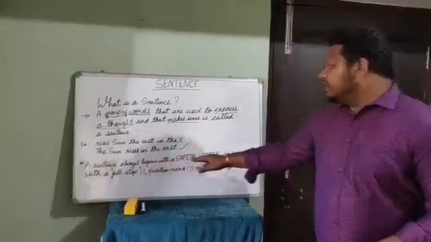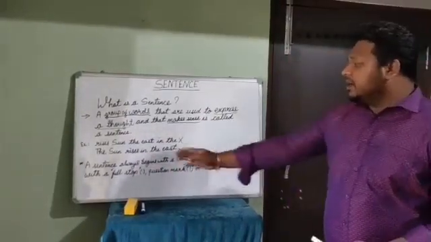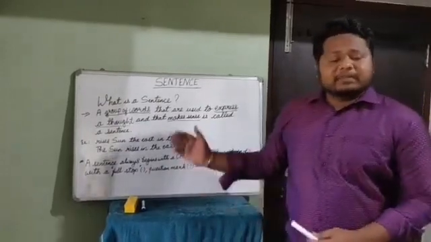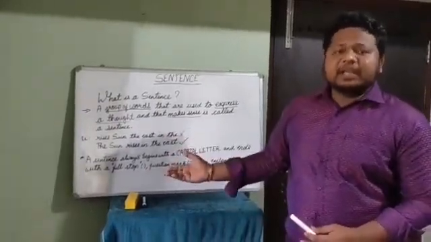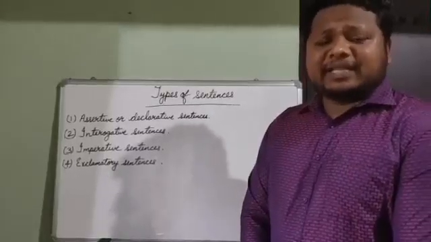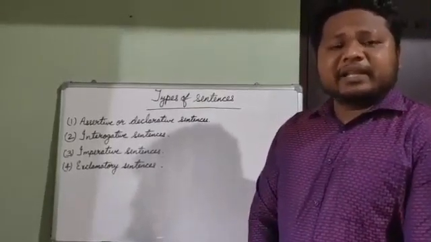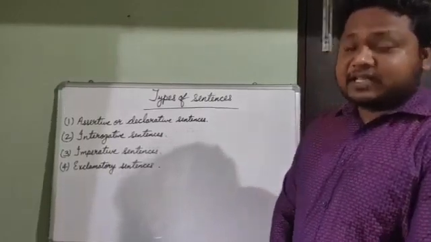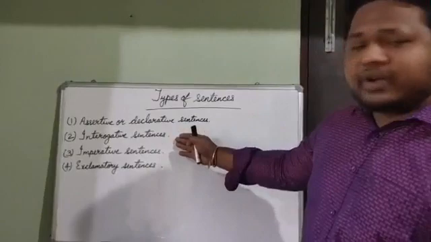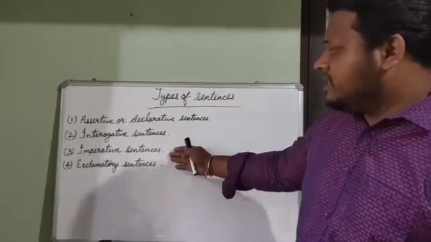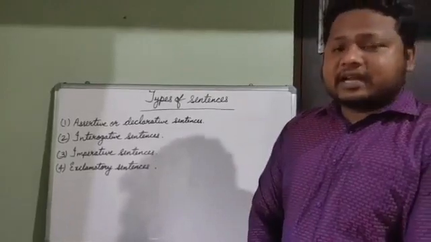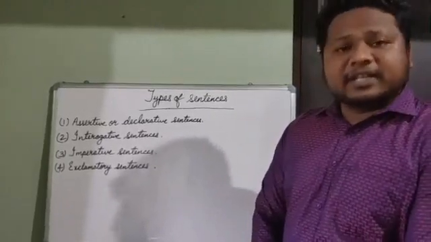A sentence always begins with a capital letter and ends with a full stop, question mark or an exclamation mark. It depends upon the kind of thought you are having while you are delivering a sentence. Now, based on different meanings and expressions, sentences are mainly divided into four types. These are assertive or declarative sentences, interrogative sentences, imperative sentences, and exclamatory sentences. Now let us try to understand all these four types of sentences.